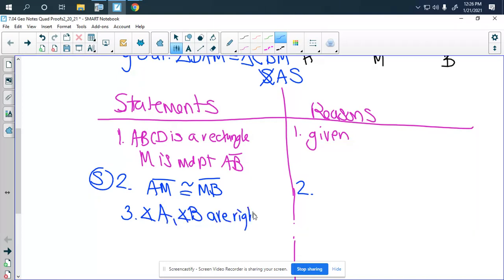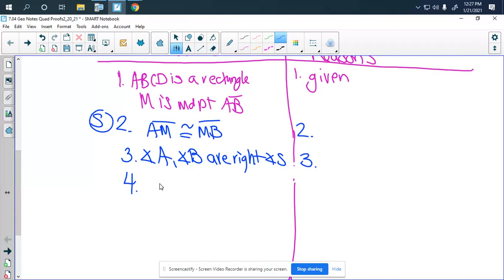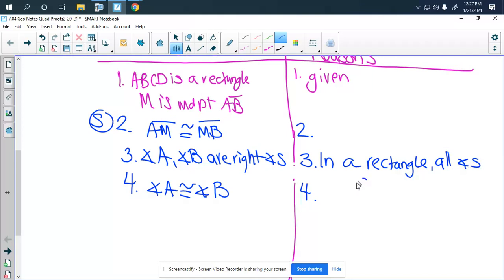All right, I also know, we said that angle A and angle B are right angles. So something you want to double check your papers for is that you didn't jump right to saying angle A is congruent to angle B. You first have to state they're right angles, then you can get them congruent because all right angles are congruent to each other. They're only congruent because they're right angles. So I'm going to write out the reason for 3. We would just say, in a rectangle, all angles are right angles. Now I can say that angle A is congruent to angle B because all right angles are congruent.